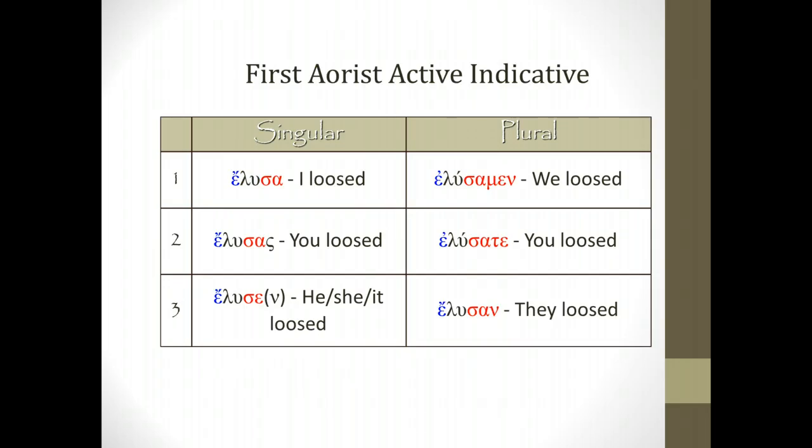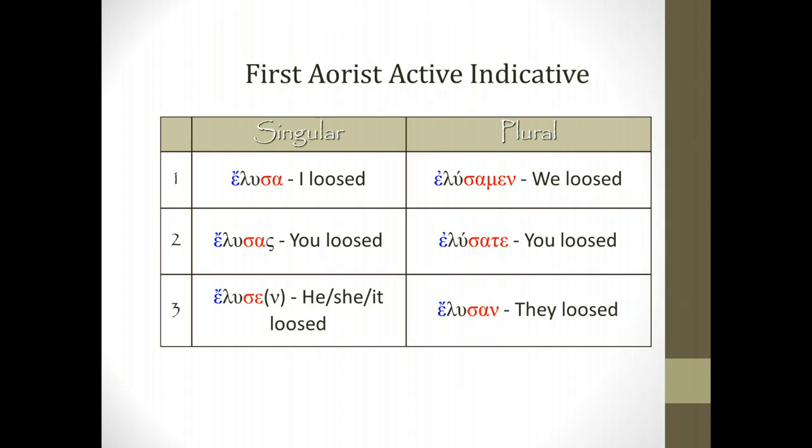On your screen, you're looking at the paradigm for the first aorist active indicative. Notice that, of course, in the black in the middle is our stem from lu. All of our stems here begin with an augment, the epsilon augment. And then notice that we have a sigma alpha ending in most of these that helps us to remember that it is the aorist tense.